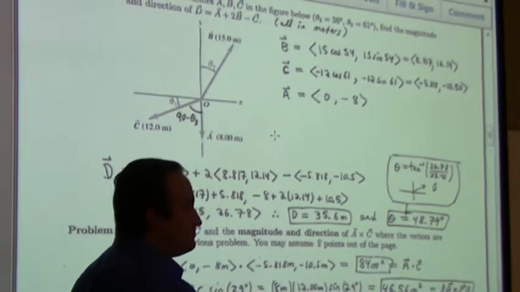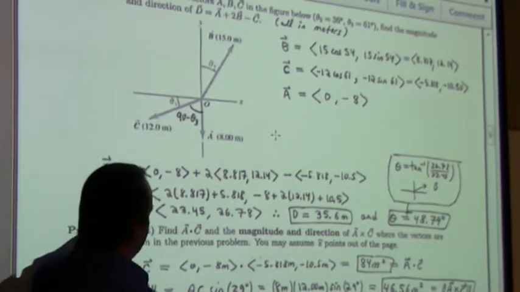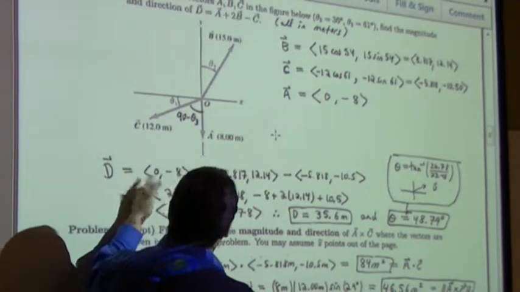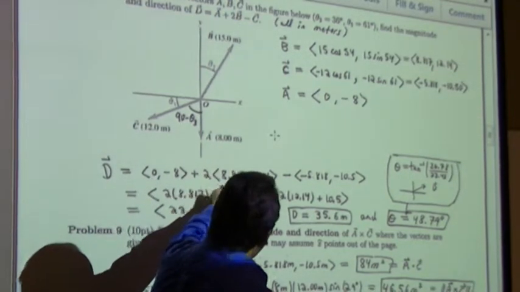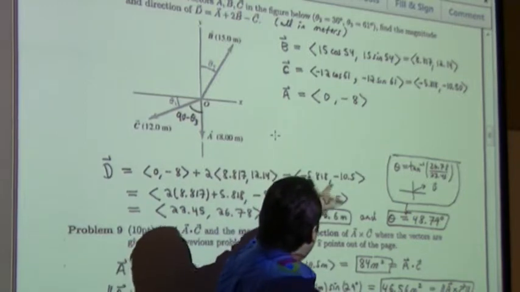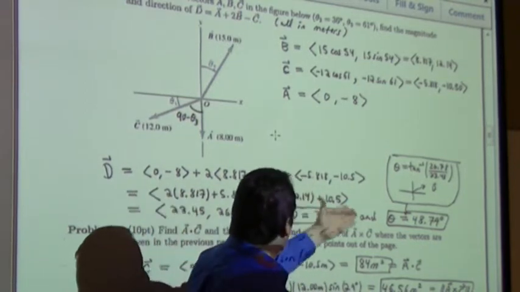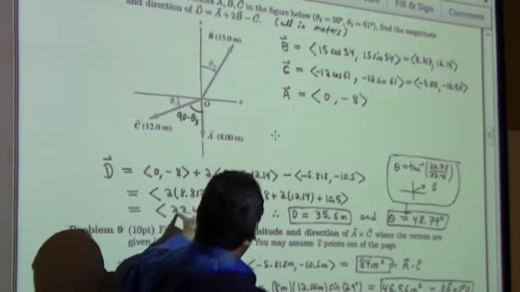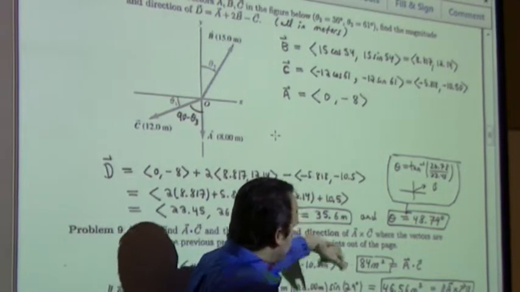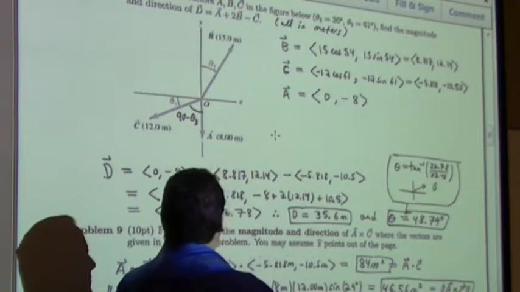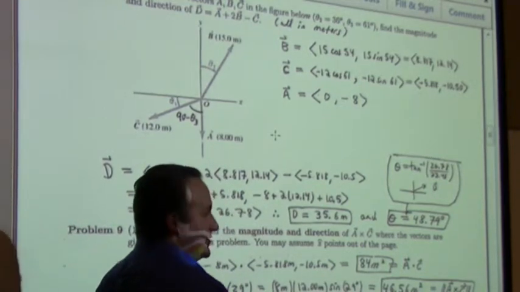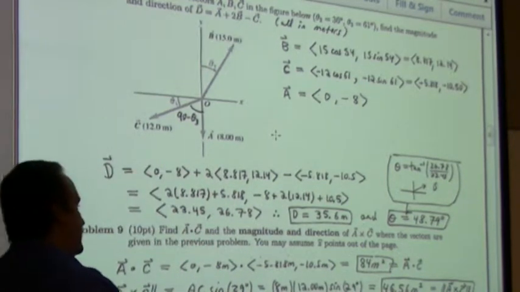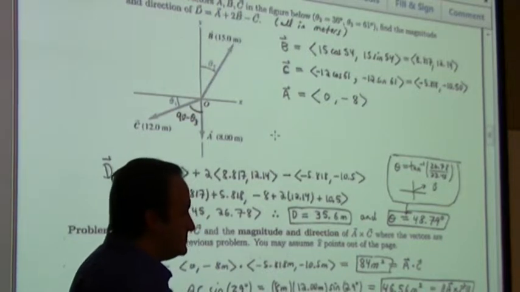0, minus 8. And then I just let the vectors do their magic. Here's A, 2 times B, minus C, and I just do those things component-wise and add them together, and that gives me this vector. And then the sum of the squares of these, square rooted, gives me that. It's quadrant 1, right? So I expect an angle between 0 and 90 degrees, and that's what I get.